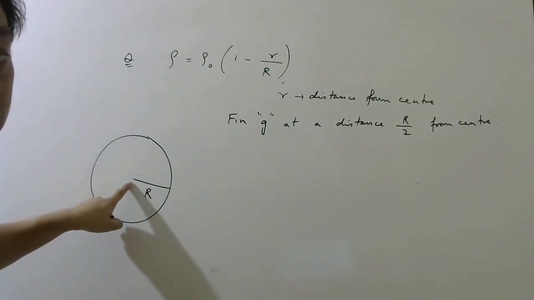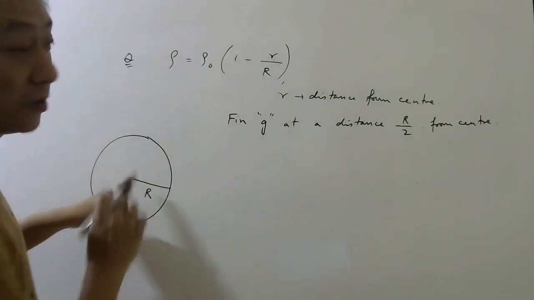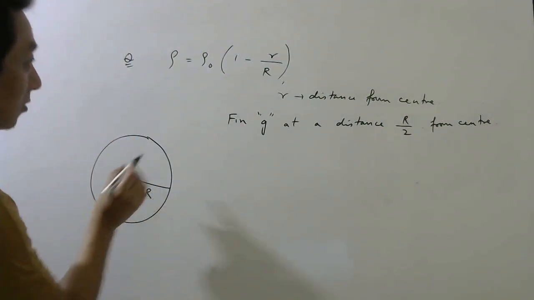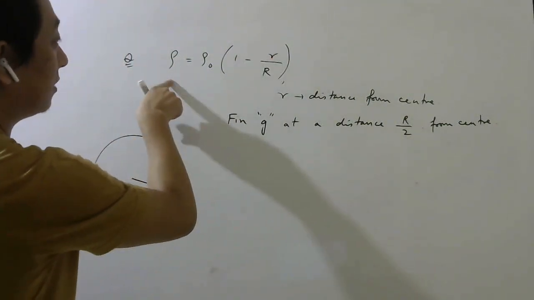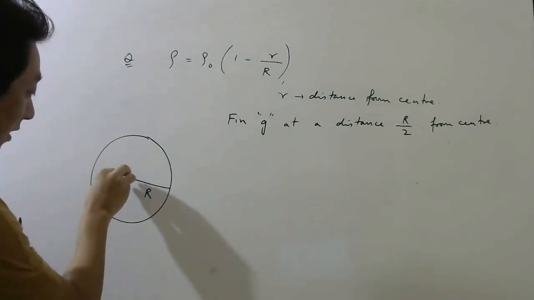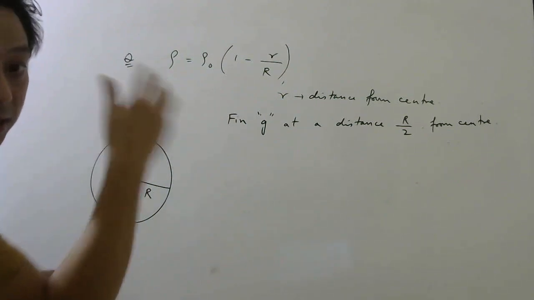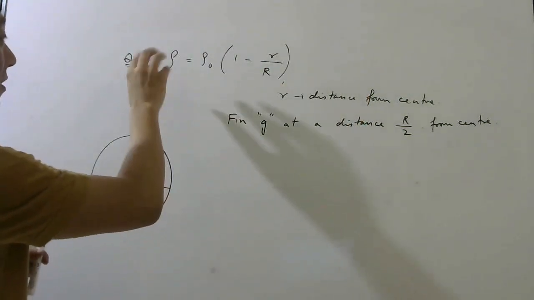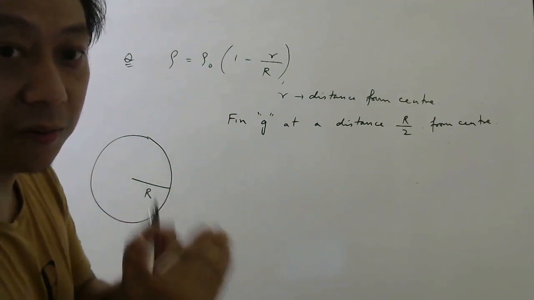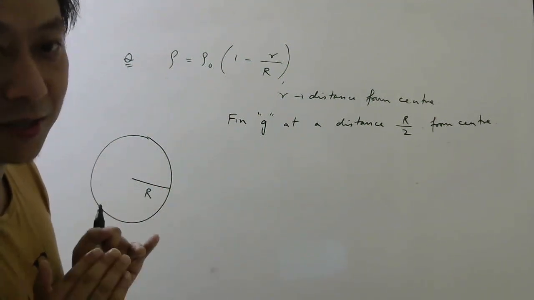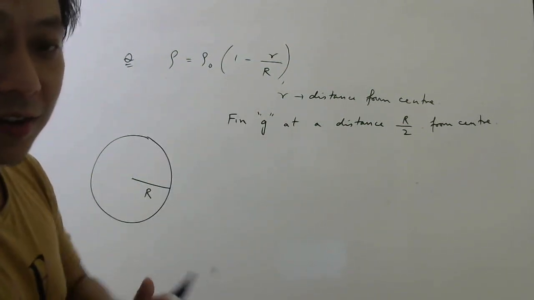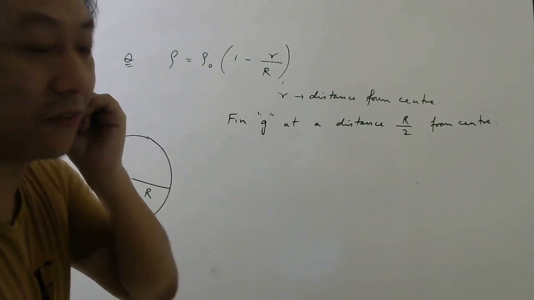At the center, small r will be 0, because small r is distance from the center, remember. So when small r is 0, your density will be rho naught, maximum. As small r increases, as you go this way, your density is increasing. As density is increasing, you can clearly see that it is a non-uniform mass distribution. So don't directly use the old formula for the solid sphere which we have derived.